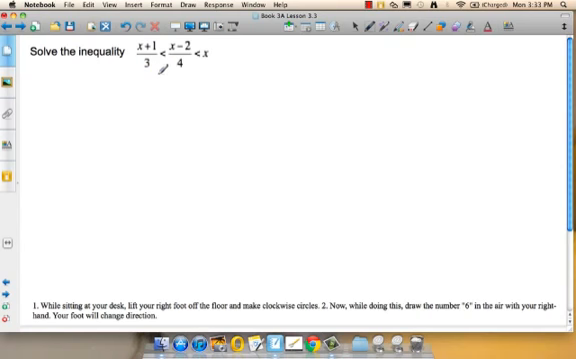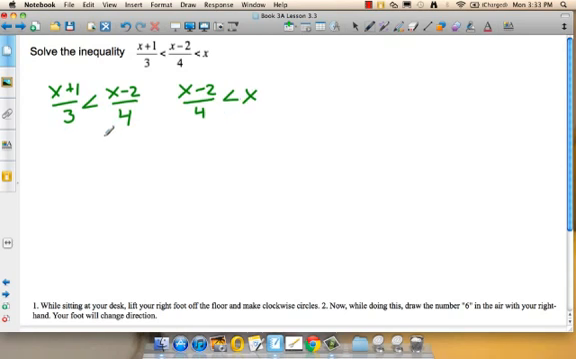Let's take a look at one last example because it's going to be a little different than the last. Solve the inequality (x+1)/3 is less than (x-2)/4 is less than x. So the first thing we're going to do is set up two separate inequalities. (x+1)/3 is less than (x-2)/4, and (x-2)/4 is less than x.